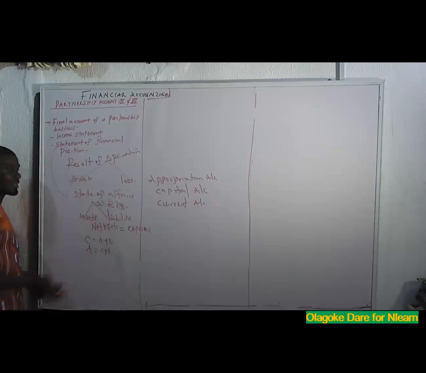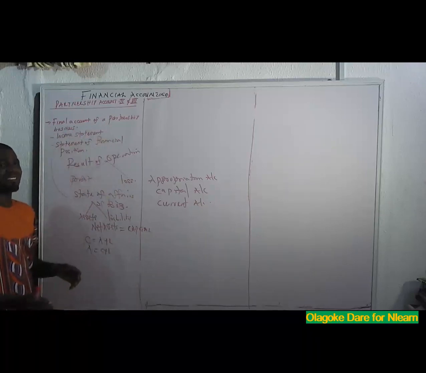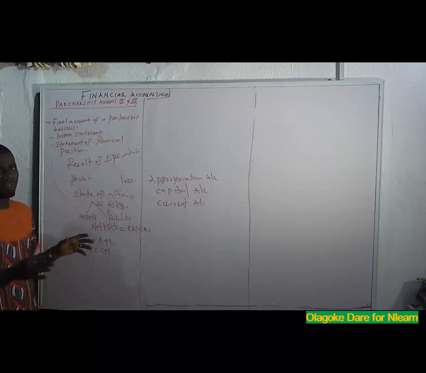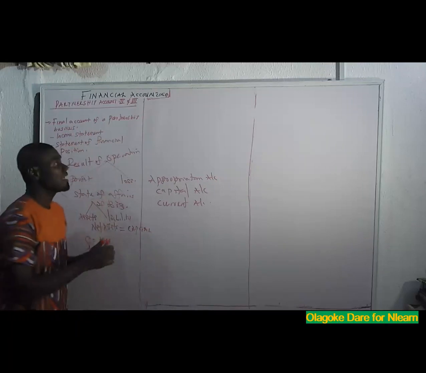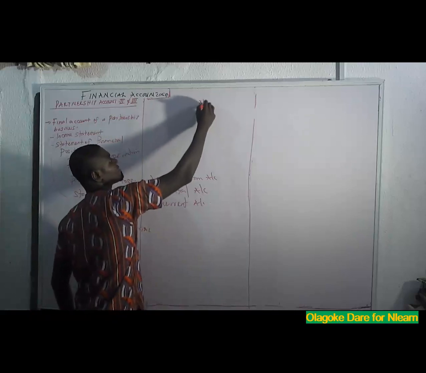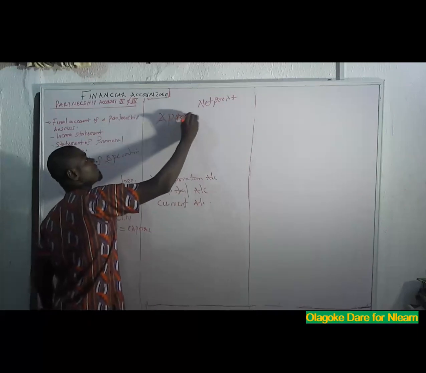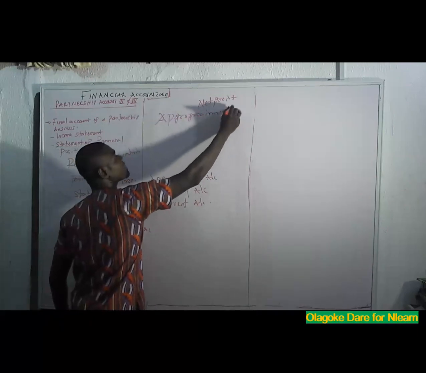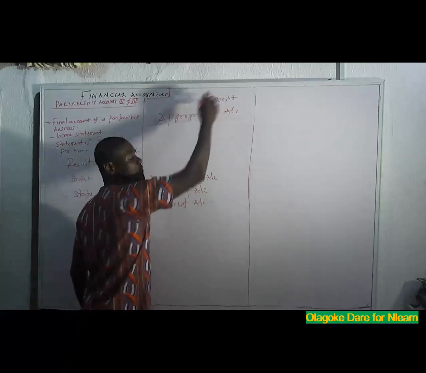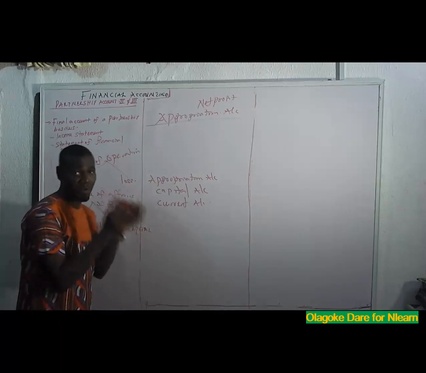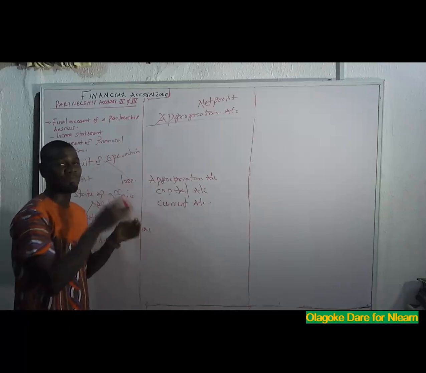Now, when we talk about final accounts, remember in our previous topic we discussed the final account of a sole trader. The final account of a partnership business is exactly the same as that of a sole trader. The only difference is that after determining your net profits, there will be need for an appropriation account. An appropriation account is used to share the net profits among partners in their profit sharing ratio.